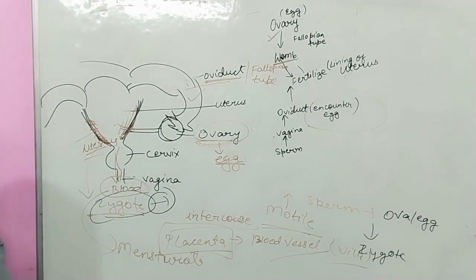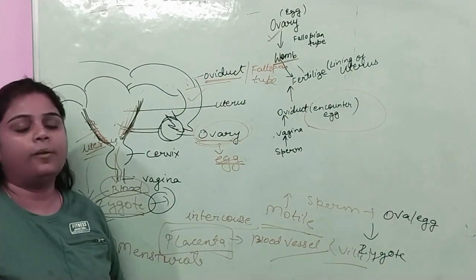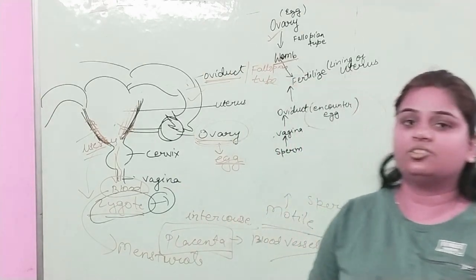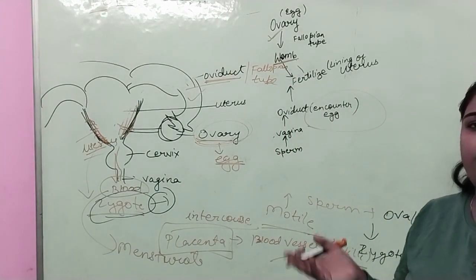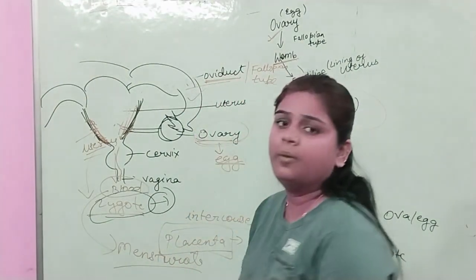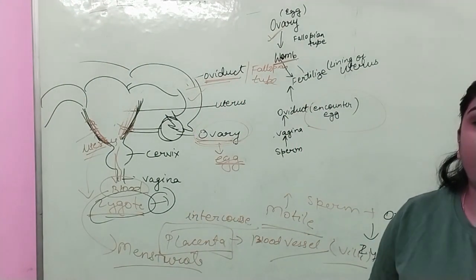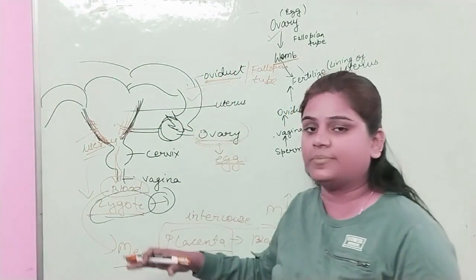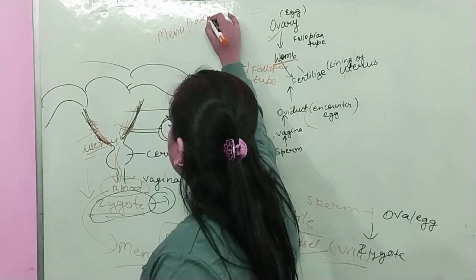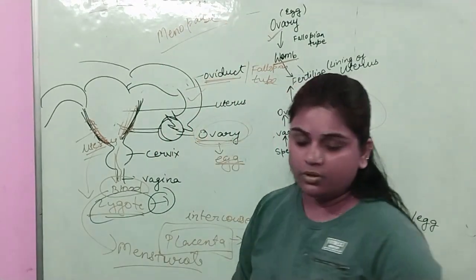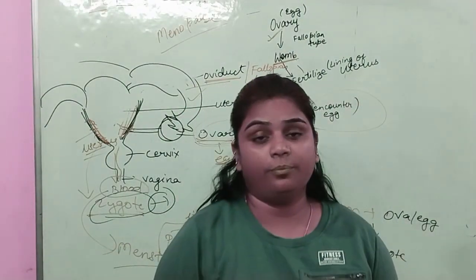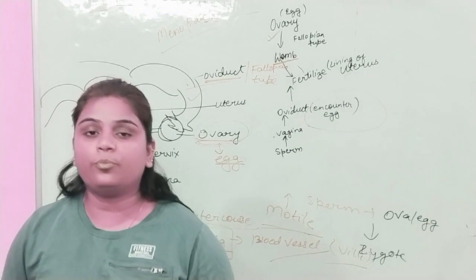This cycle is called the menstruation cycle, which generally occurs from the age of 12 to 45 or 50. When this cycle stops, that is called menopause. So till here the sexual reproduction is over. Now we will study reproductive health.